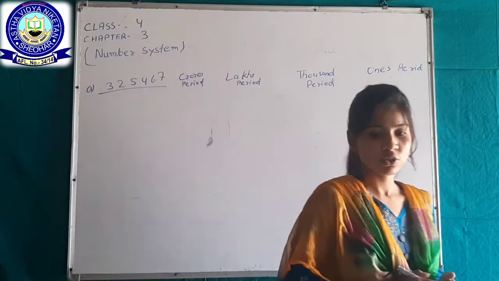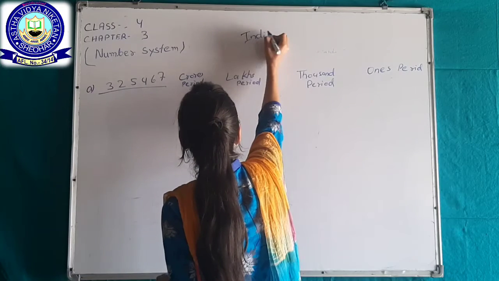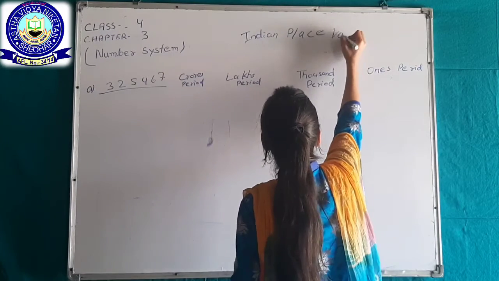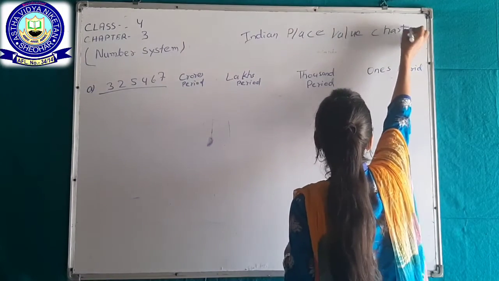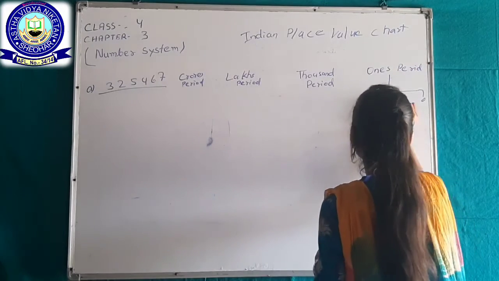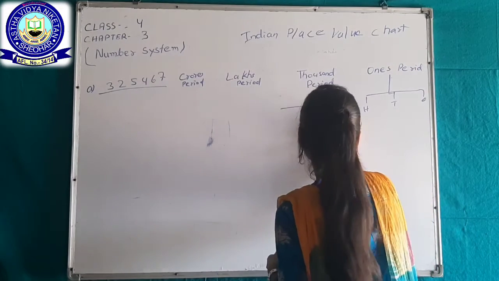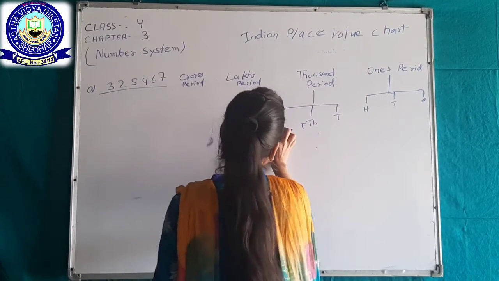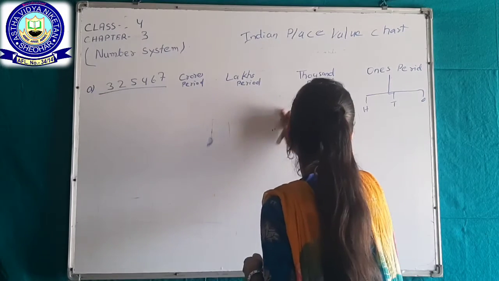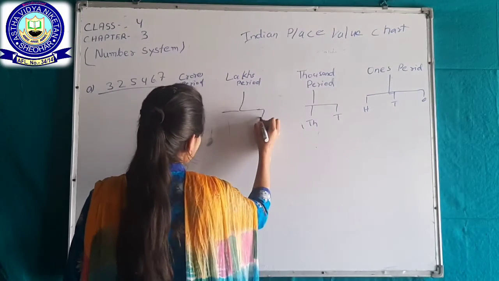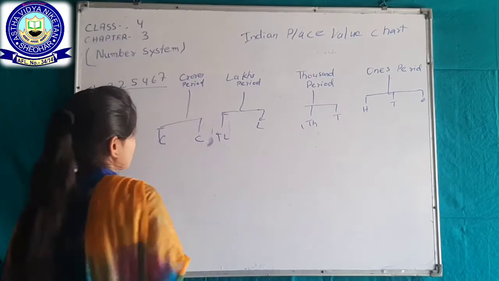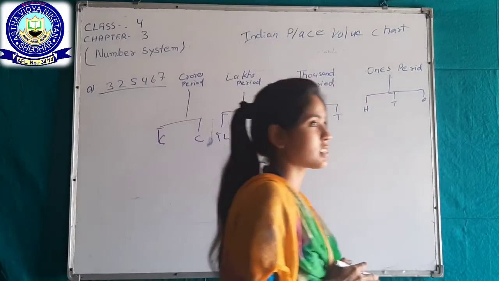In the Indian place value chart, in ones period there are ones, tens and hundreds. In thousand period there are thousands and ten thousands, and in lakhs period lakhs and 10 lakhs, and in crores period crore and 10 crores. We have to write it in the Indian place value chart using commas.